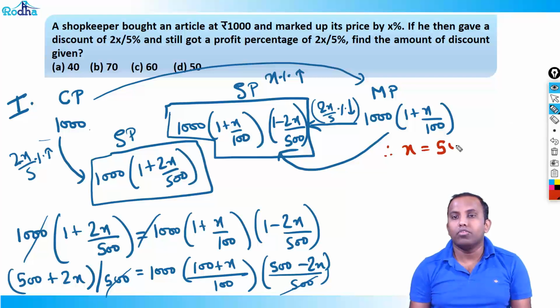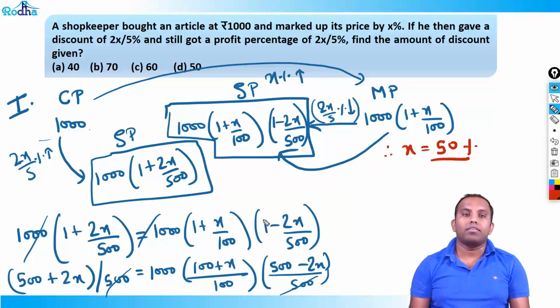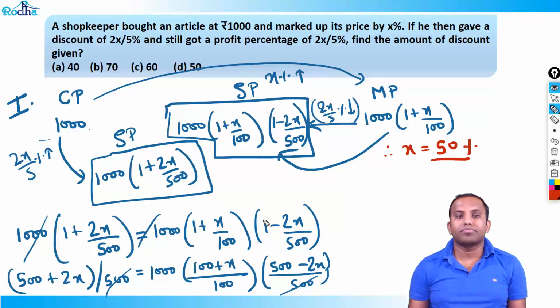x is equal to 50 is the answer for this question. I hope you can solve it easily. It is a simple one-variable equation. We'll do cross multiplication here and we'll get the answer.